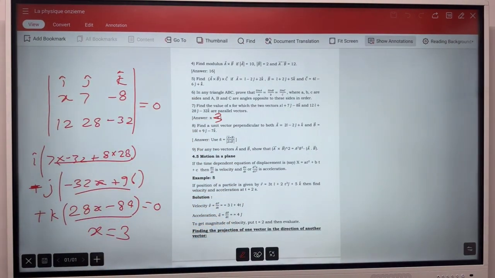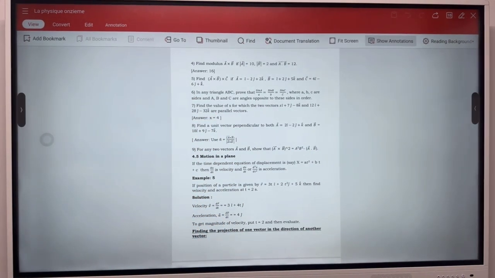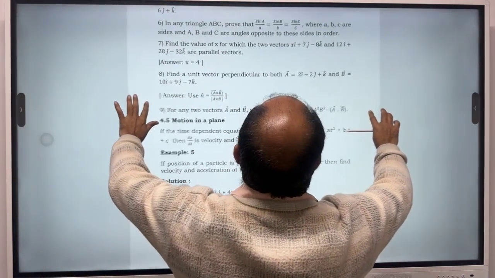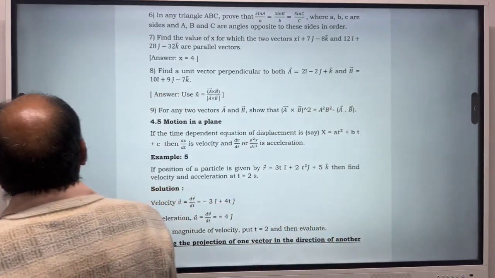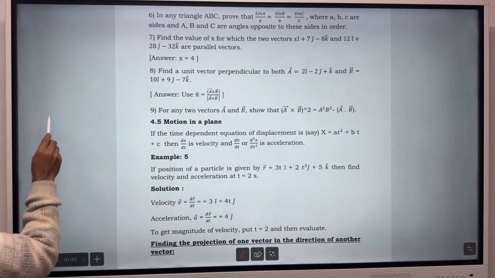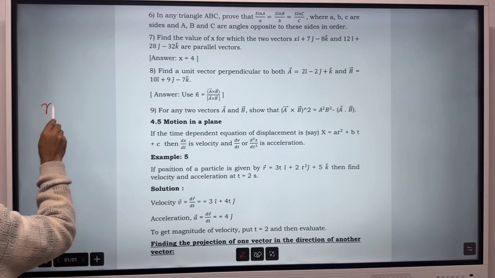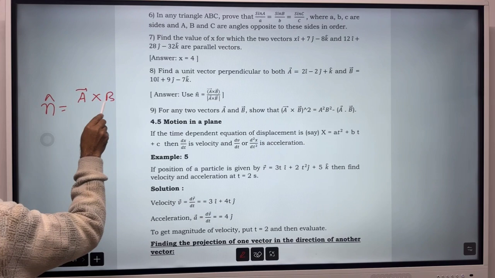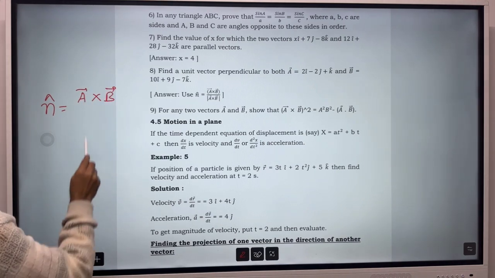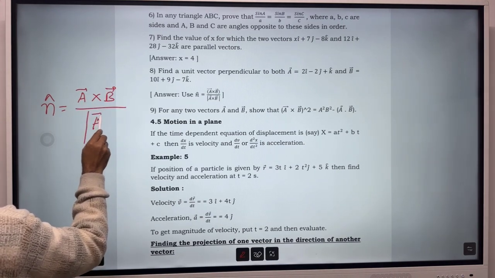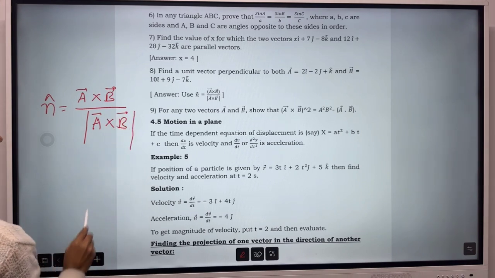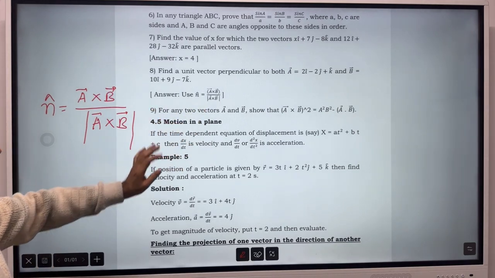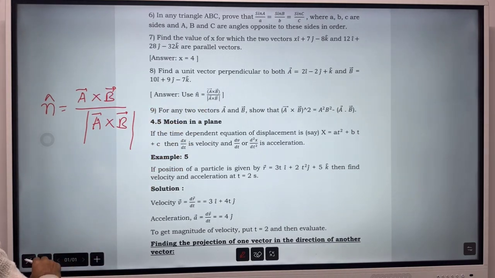You have understood. Now next part is find a unit vector perpendicular to both A and B. As I told you, to find a unit vector perpendicular to two given vectors, suppose n cap is the unit vector perpendicular to vector A and vector B. So we find A cross B and then divide the value by modulus of A cross B. So here the thing is simple. You can apply this formula. You can easily get it. So there is nothing in it. Now let's see the next question.